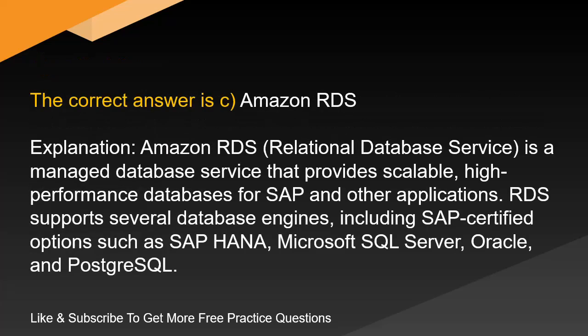The correct answer is C. Amazon RDS. Explanation. Amazon RDS, Relational Database Service, is a managed database service that provides scalable, high-performance databases for SAP and other applications. RDS supports several database engines, including SAP-certified options such as SAP HANA, Microsoft SQL Server, Oracle, and PostgreSQL.